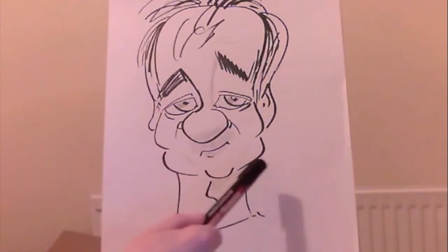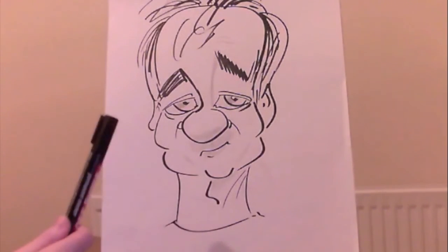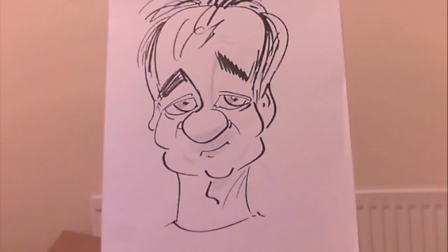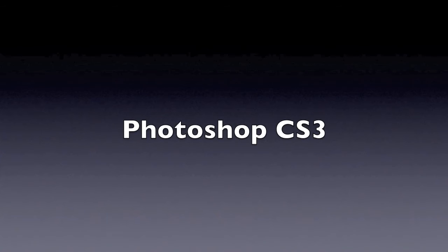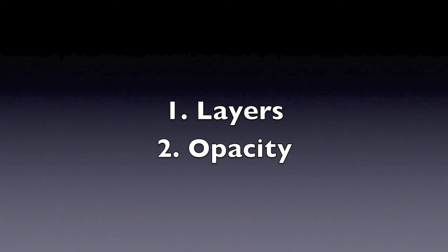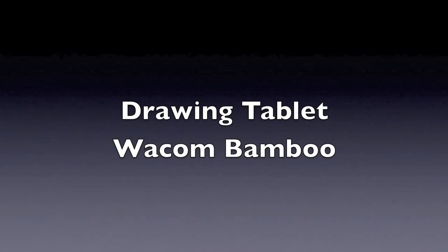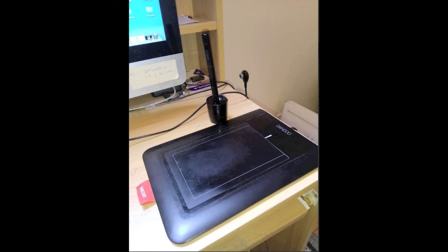So then I move on to the digital drawing. For digital drawing, I'm using an old copy of Photoshop CS3, but any of those digital drawing tools will work as long as they have 2 things: the ability to do layers and the ability to set opacity, which most of them do. The drawing tablet I have is a Wacom Bamboo, so that's also old. It's at least 10 years old.